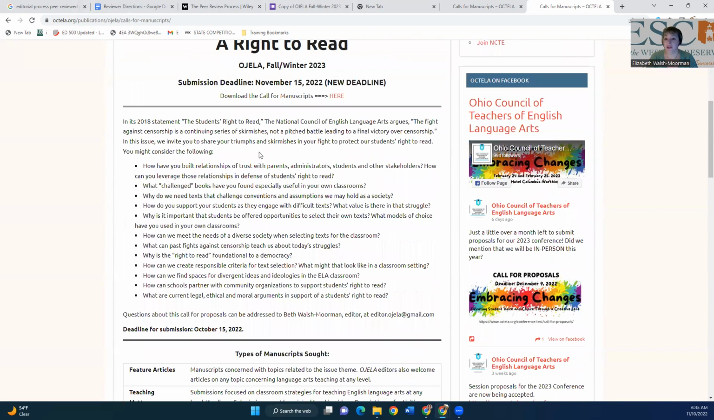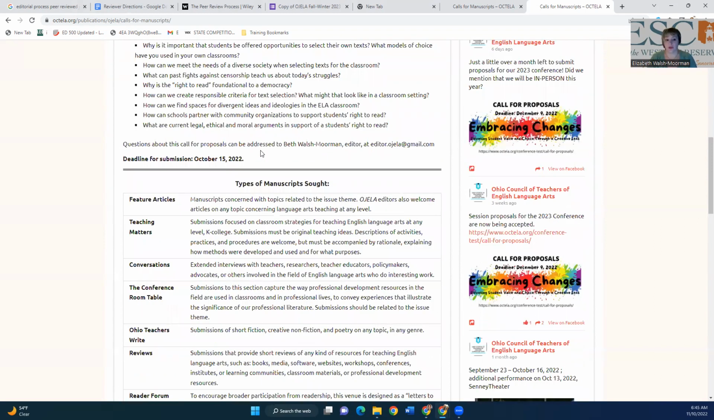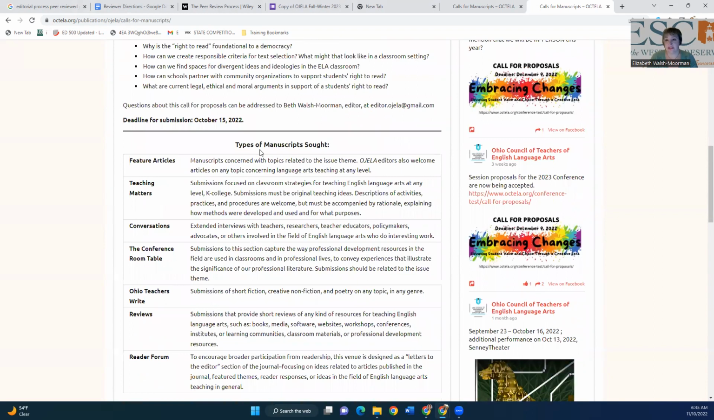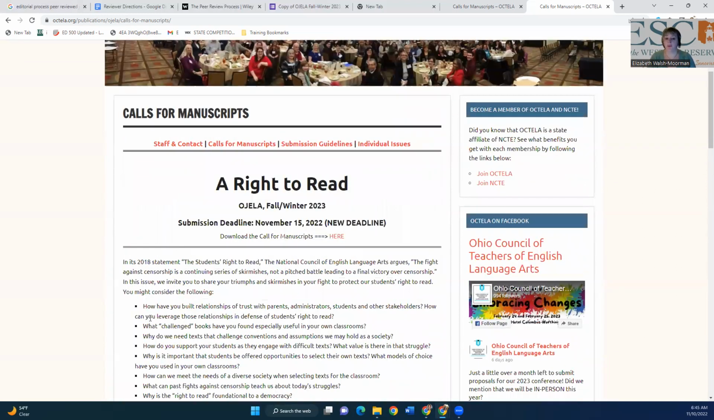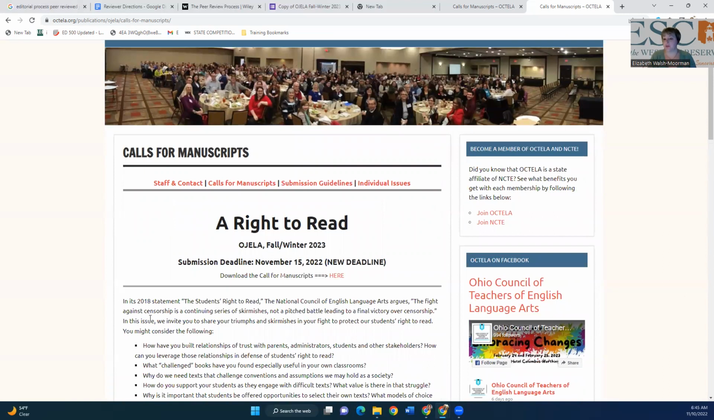But do understand that with every issue there is room for other types of manuscripts. In addition to the call for submissions, there are feature articles and different departments. We have a teaching matters department, a conversations department, and the conference room table, which is where a lot of your research studies are going to be, as well as opportunities for teachers to write creatively, and some reviews. If you take a moment to look at these so that you're familiar with the call and the prompts and parameters with which these submissions are supposed to fit, that would be wonderful.